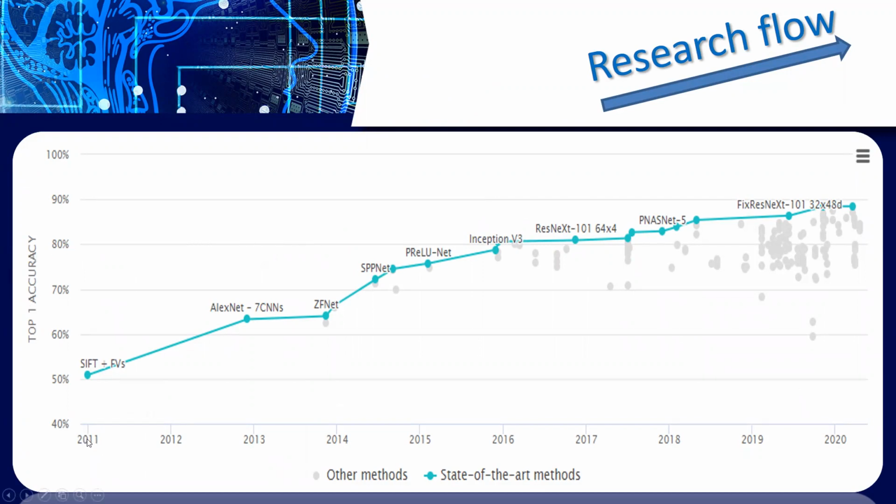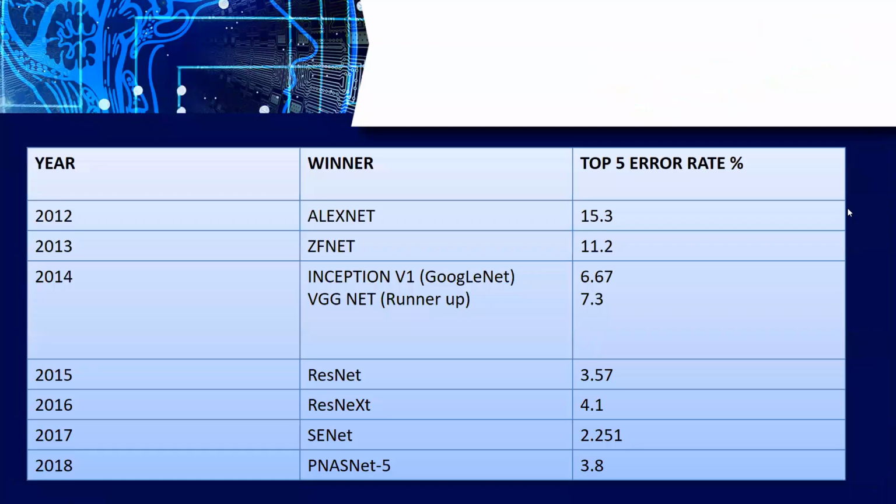What is the accuracy during 2011? In 2011, the accuracy started at around 50, and in 2020, it reached more than 88. Again, these are the top 5 error rate values.